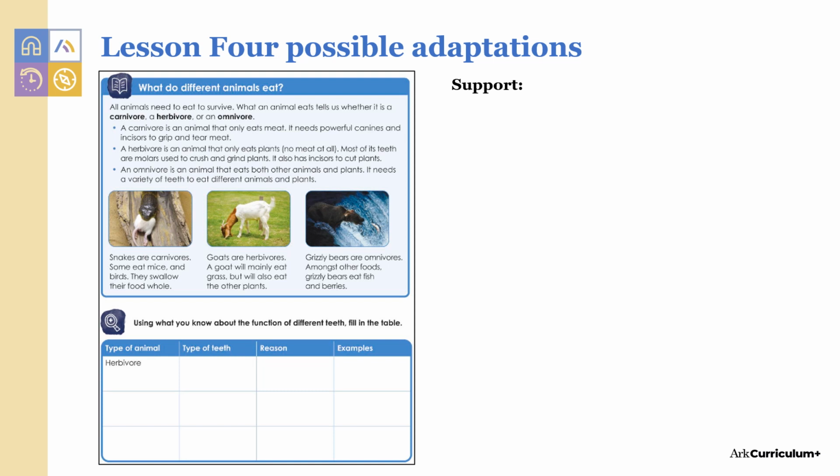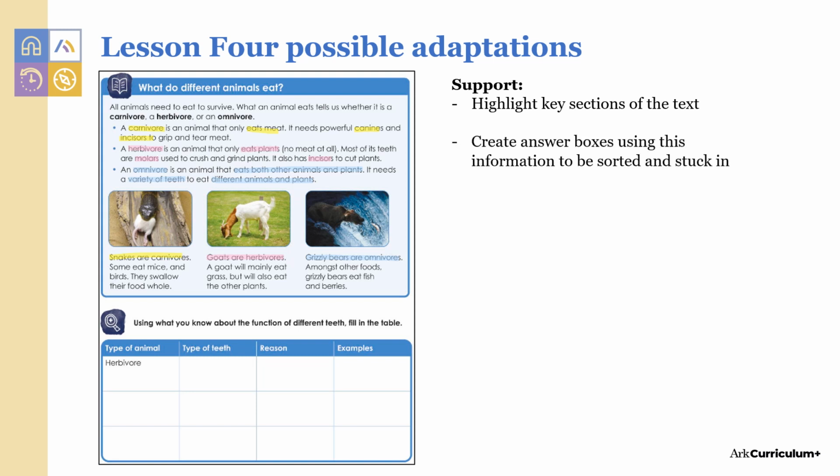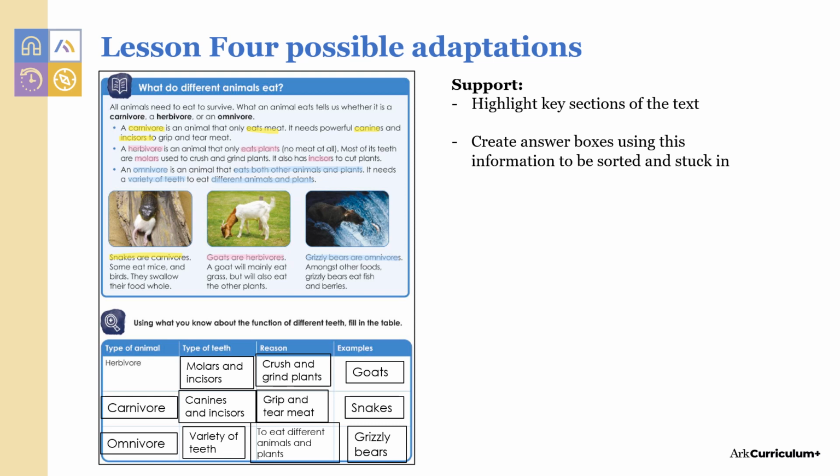For lesson 4, you can see there is a reading section and a retrieval activity underneath where pupils fill in a table using that reading text. For all reading sections, not just this one, to support pupils, you could highlight key sections of the text. And here you can see I've actually even colour coordinated certain parts of the text to match them together. Then, using this key information, you could create answer boxes to be sorted and stuck in.